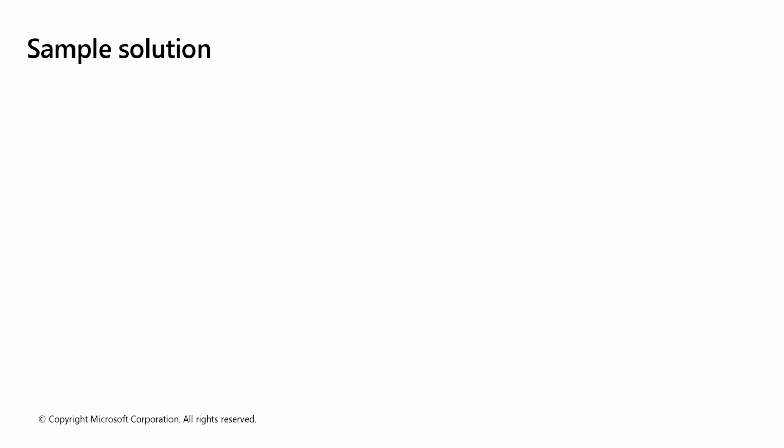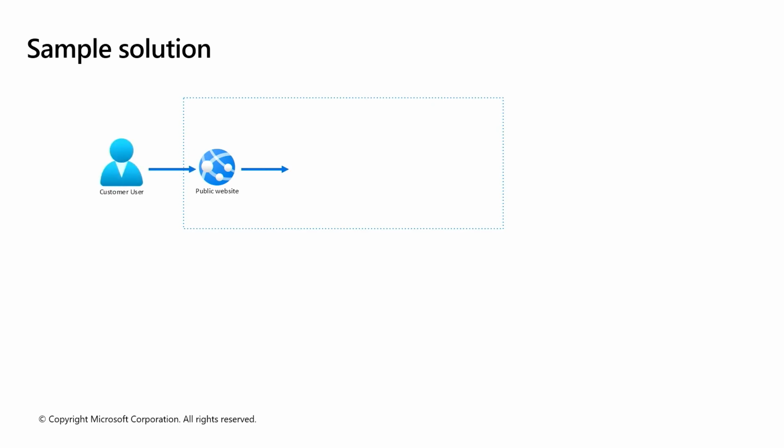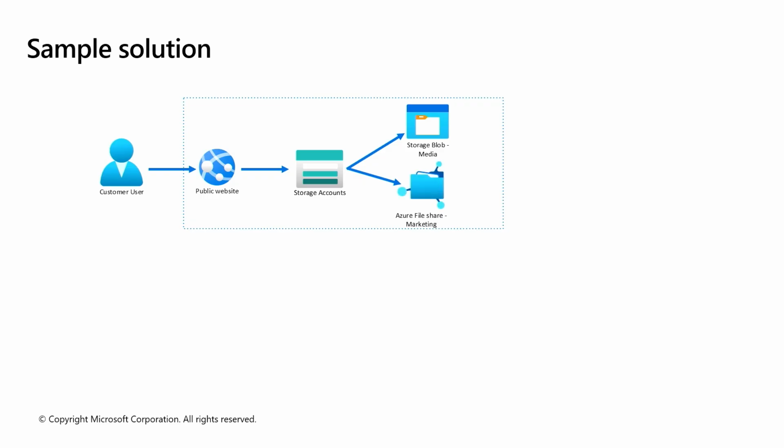Let's explore a simple implementation. First, we have our public website, where customers can access it. The website can access a secure backend storage account. For the media files, we can use blob storage. Those are highly applicable for that scenario. For the marketing files that need to be accessible both from the web application but also through a mapped drive, we can choose Azure file shares.